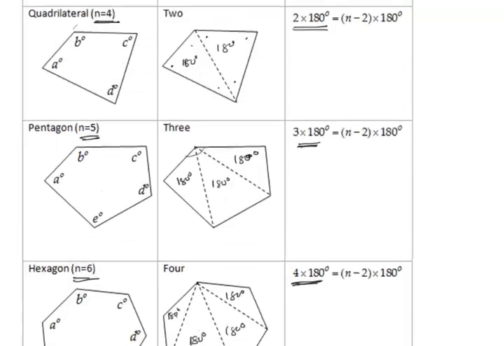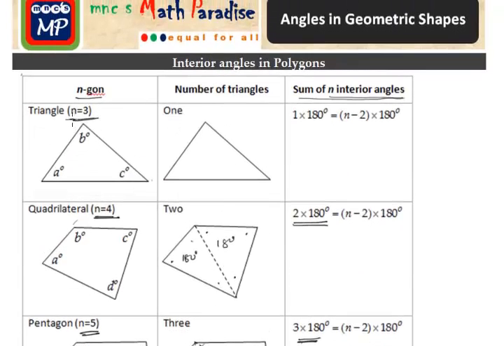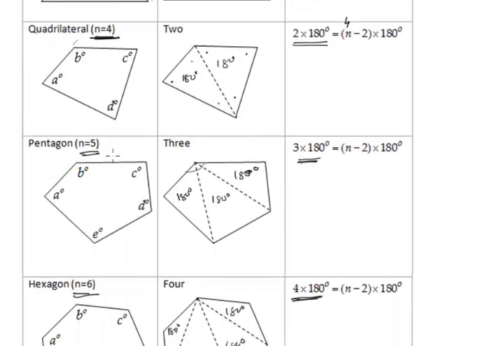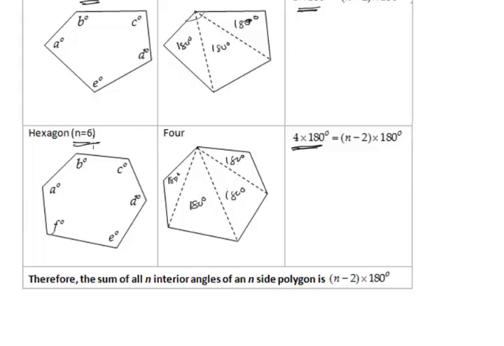There is a pattern. If we see carefully, when n is 3, we get 1 times 180 degrees, which can be written as n minus 2. That is, n is 3, so 3 minus 2 times 180 degrees, that is 1 times 180 degrees. When n is 4, we get 2 times 180 degrees, which can be written as 4 minus 2, that is n minus 2 times 180 degrees. When n is 5, we get 3 times 180 degrees, which is 5 minus 2, that is n minus 2 times 180 degrees. When n is 6, we get 4 times 180 degrees, which is 6 minus 2 times 180 degrees, that is n minus 2 times 180 degrees.